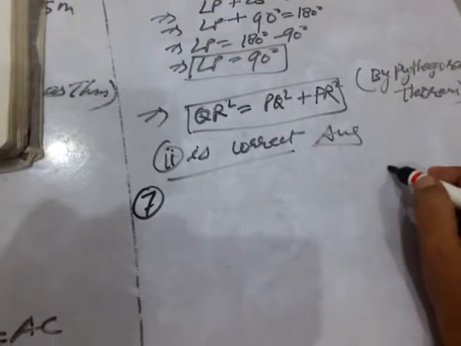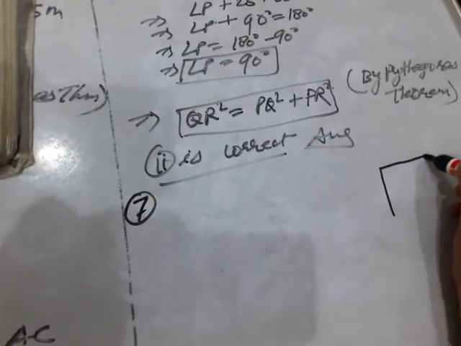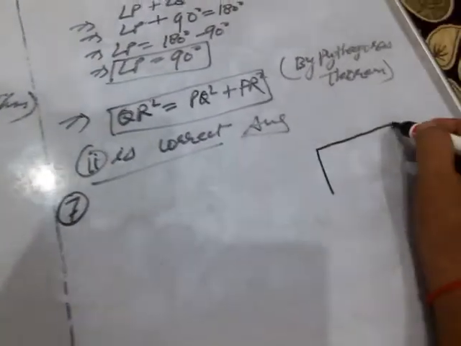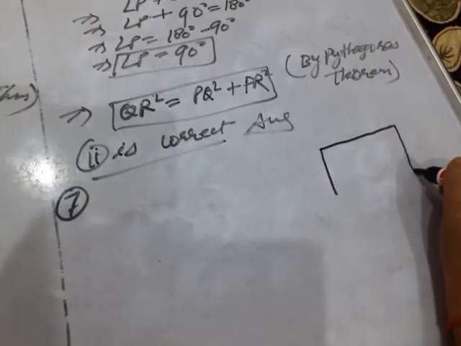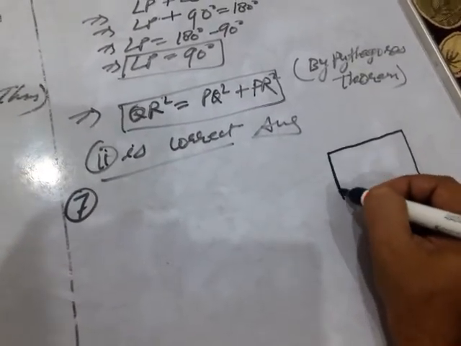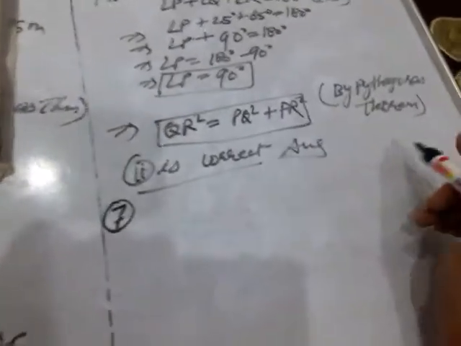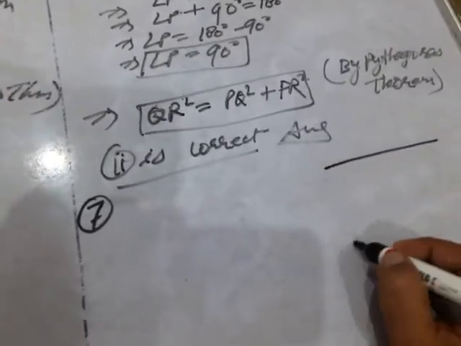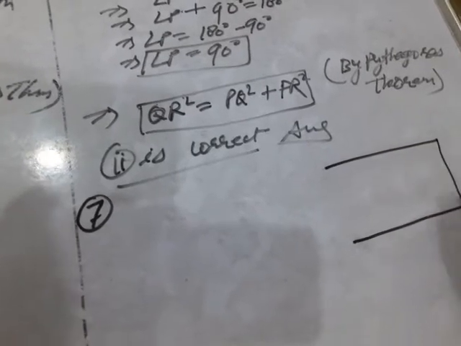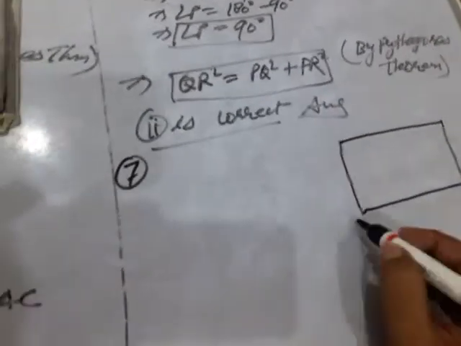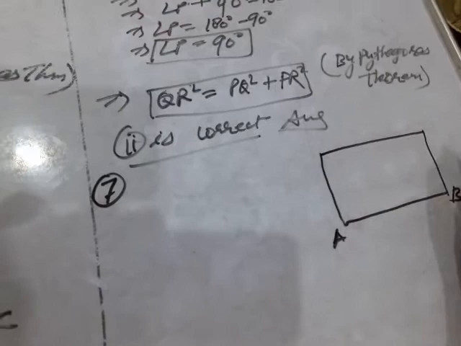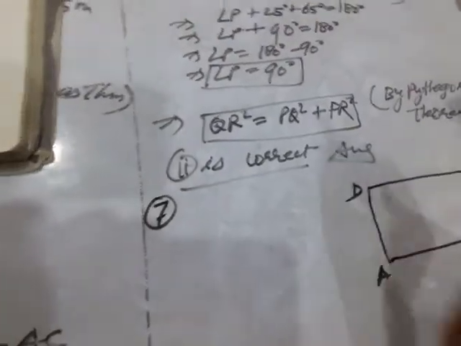Find the perimeter of the rectangle whose length is 40 centimeters. A rectangle is given. You know what a rectangle is? A rectangle is a parallelogram whose opposite sides are equal and parallel. Okay children, let ABCD be a rectangle.